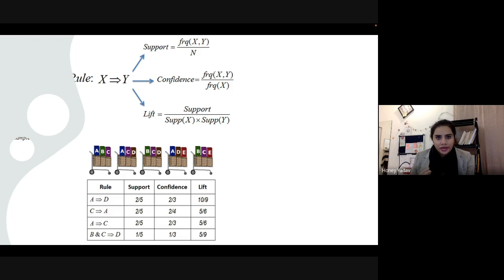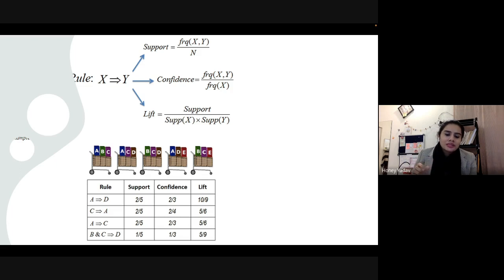I am not interested in a value of lift which is less than 1. Why? Because if a lift value is equal to 1 or less than 1, then there is no significance to these transactions. So I will fix my minimum value of lift to greater than 2 or greater than 3, because I'm interested in the most frequently bought items, or in very strong association rule items.